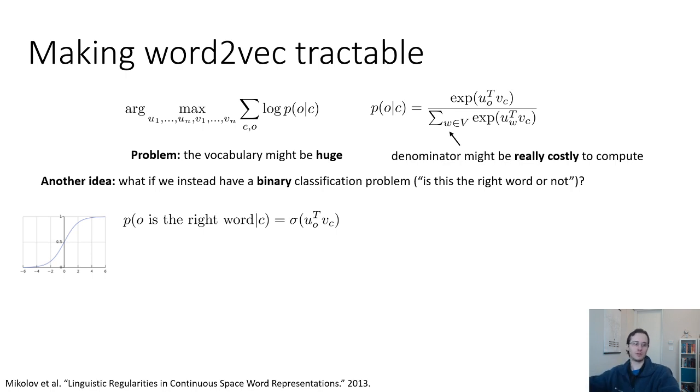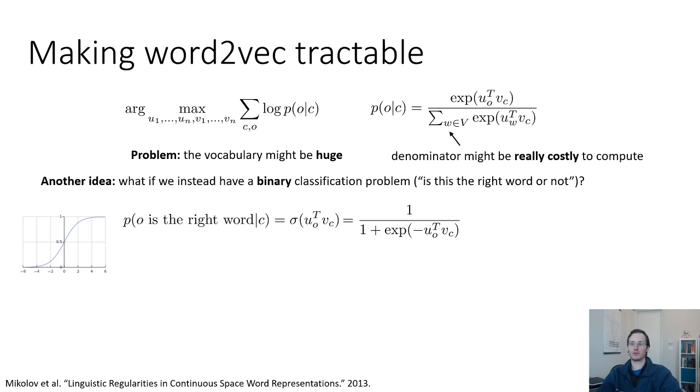This is actually very reasonable now, because now we're just saying, take UO and VC, compute their dot product. If their dot product is large, then sigma of that dot product will be close to 1. If their dot product is a very negative number, then sigma of that will be close to 0. And if their dot product is some sort of medium, sigma of that will be somewhere in between. So this is the expression for the sigmoid function. Now, the great thing is that this probability depends only on UO and VC, and does not depend on the U vectors for any other words in the vocabulary, which means that you no longer need to sum over all these other possible words.